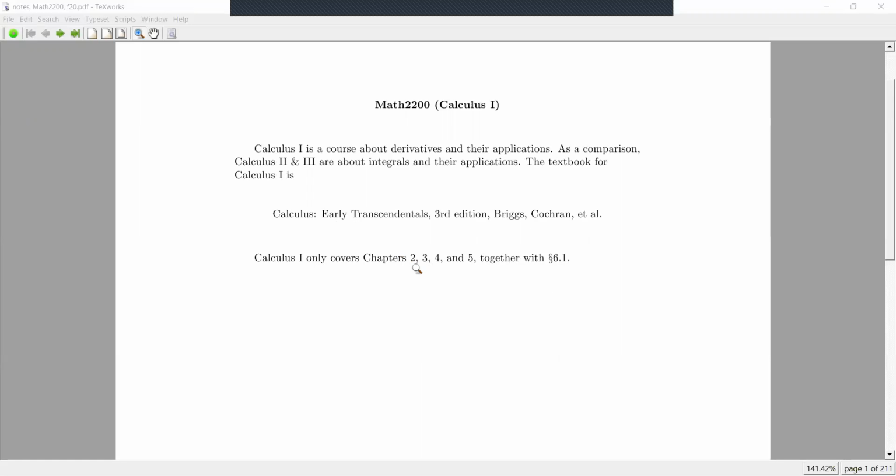About Chapter 2, my teaching schedule is I first teach the second section of Chapter 2, 2.2. I teach 2.2 first, then 2.1, then 2.3, 2.4, and so on.